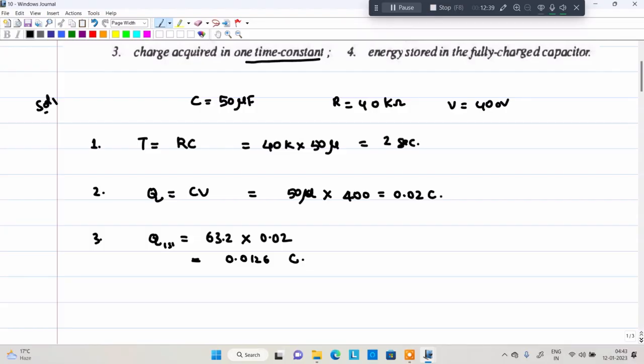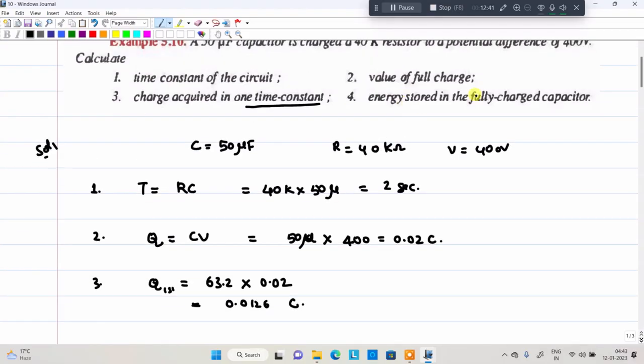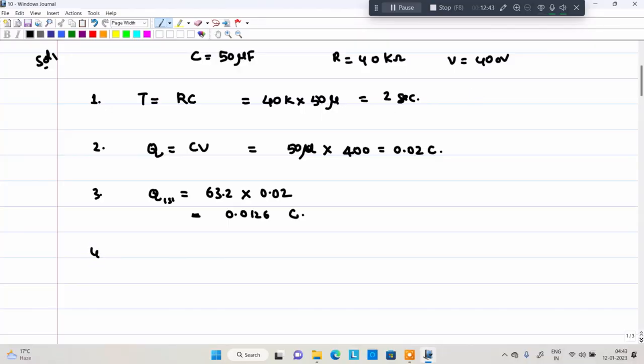Next, the energy stored in the fully charged capacitor. The fourth point is energy stored. Energy stored is equal to half CV square. So 1 by 2, capacitor is 50 microfarad, voltage is 400. That will be equivalent to 4 joules.